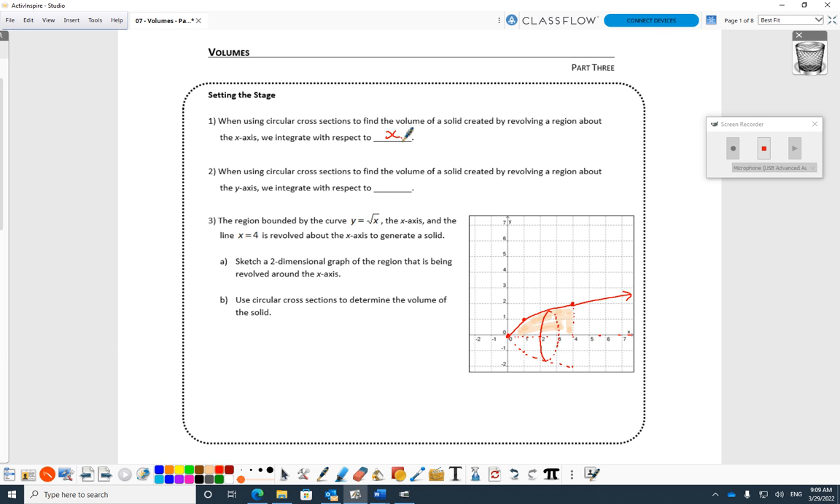So then the second question was, when using circular cross-sections to find the volume of a solid created by revolving the region around the y-axis, we end up integrating with respect to y. Okay, those are good reference points. Now I like those reference points.